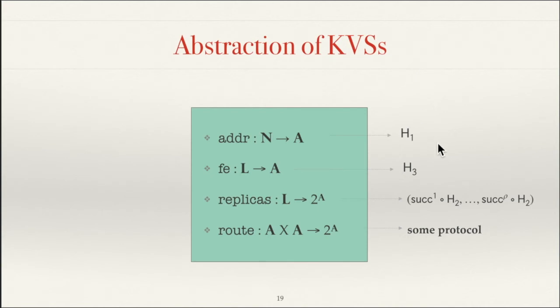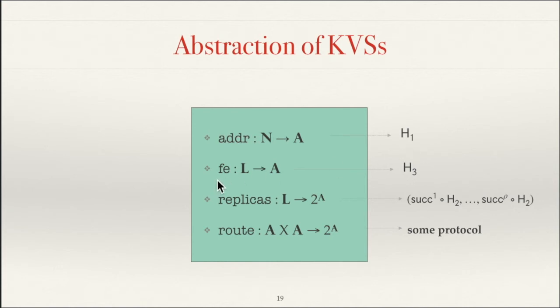Because we want to analyze the security properties of encrypted key value stores, we realized that the first thing we needed to do was abstract out its core components so that we can then use these abstractions in our mathematical analysis. And this is how we did it. We realized that a key value store implicitly defines four mappings. The first is an address mapping that maps nodes to logical addresses, and as we saw in our example for CHKVS, this address mapping is essentially H1, right?